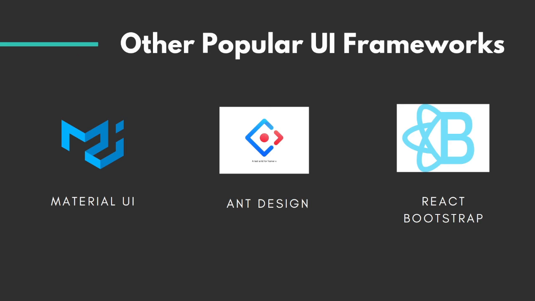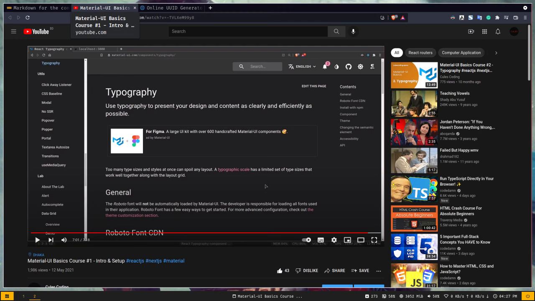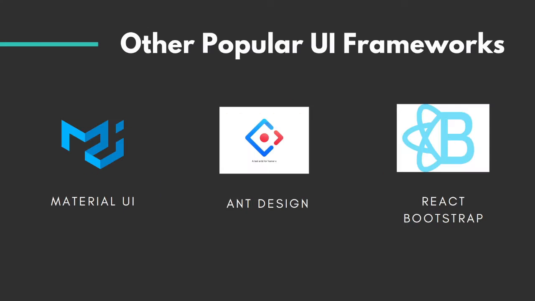Now, what are some other popular frameworks available? Well, there are a bunch of UI frameworks available. These are the most popular UI frameworks: Material UI, Ant Design, and React Bootstrap. Chakra UI is also very popular. I also have a video series about Material UI basics. It's a little bit old, but still you can check that out. I'll put the link in the description.